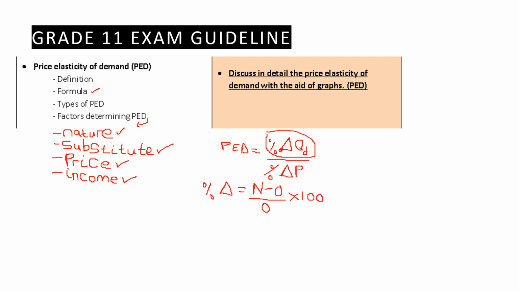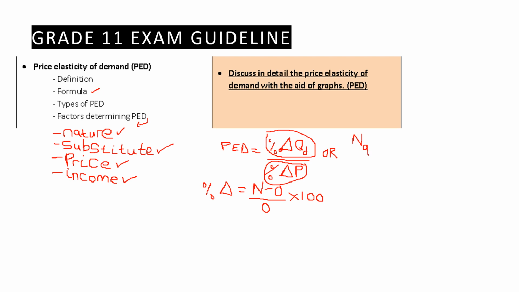And when you calculate percentage change in price, you are going to say new price minus old price divided by old price times 100. So this is how you are going to calculate your percentage changes. You would also find that in other books, they give you a more complicated formula, but you just need to understand that it's still the same.